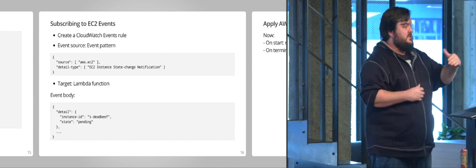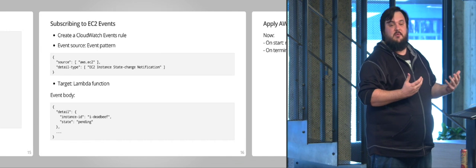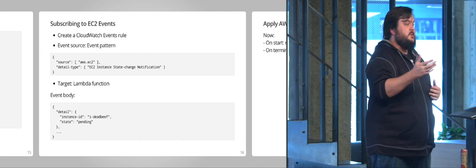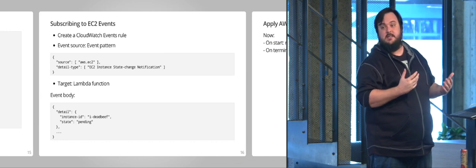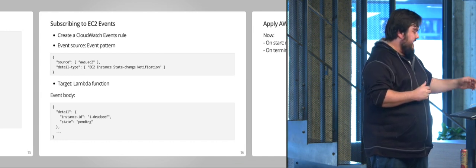The target is a Lambda function, and we give it the name of our function. And then the data that's passed to that Lambda function is this bottom little snippet here. As I said before, it contains the instance ID and the new state.